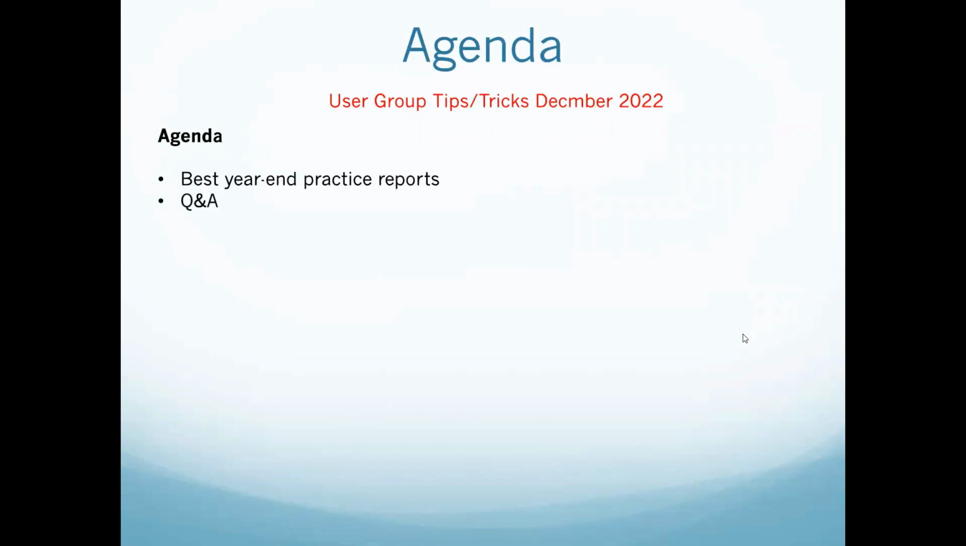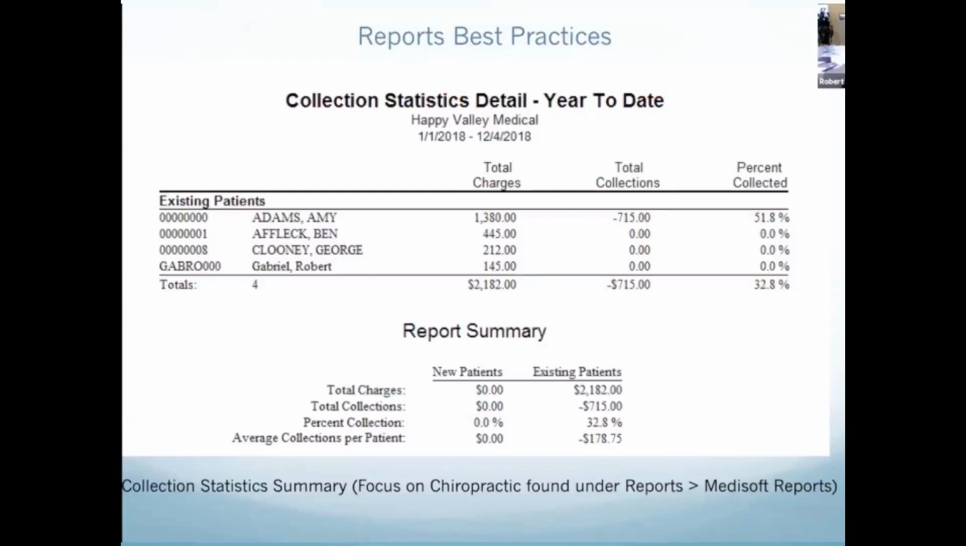All right, so today we're going to be taking a look at the best end of year reports that we have in the Medisoft system. So we're going to go through some of the reports and I will show you where you're able to find them in the system as well. So the first report that we want to talk about and take a look at is called Collection Statistics Detail. So it does give you information on what you have for your specific patients.